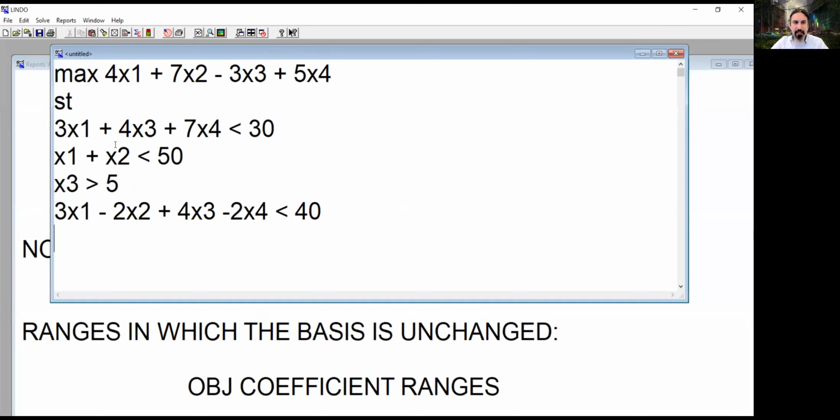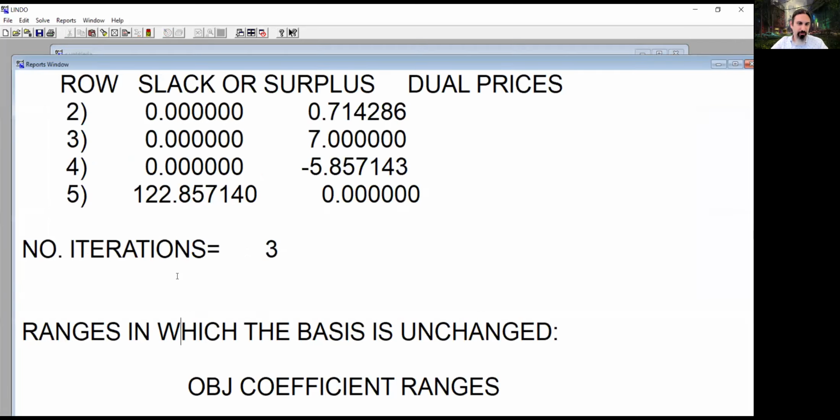Now, these three are all active or binding constraints, and this is a non-binding constraint because, as you can see, it is a slack. And as you can see, the dual price for that one is 0. Why? Because the dual price, if you can remember, was the improvement in your objective function value by increasing your constraint right hand side value by 1.